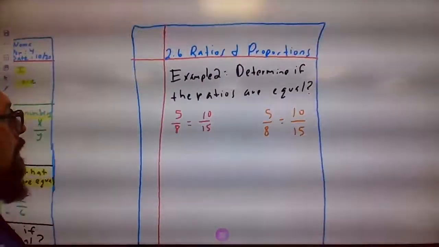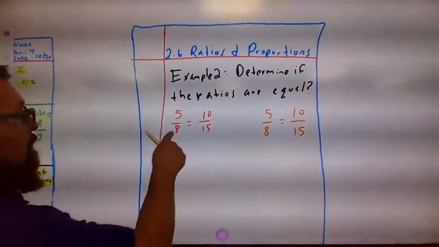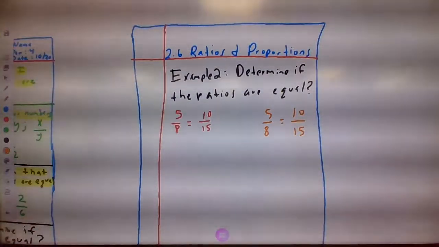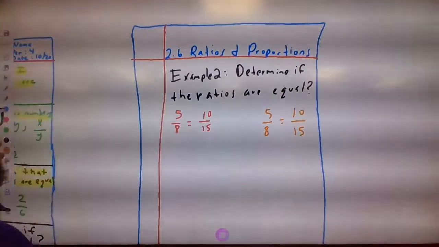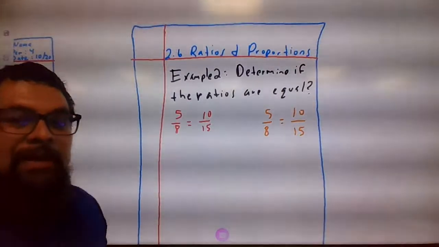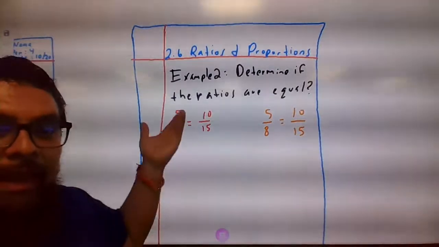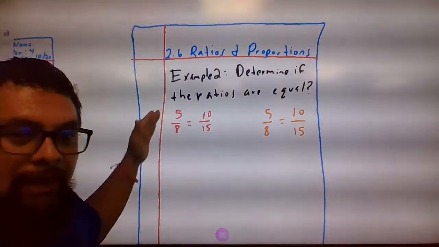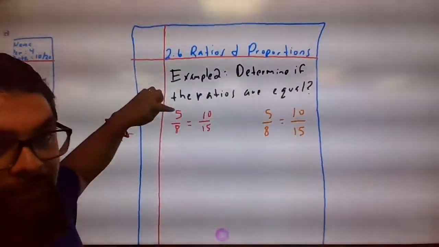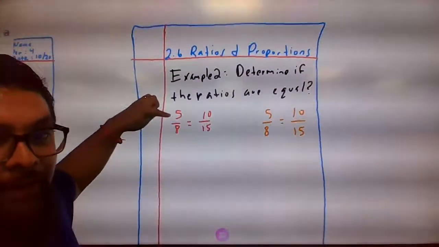All right, so 5 to 8 is equal to 10 to 15. Okay, let's see if they are equal. So let's simplify both. Let's simplify these first. So 5/8, does it look like it's simplified already? Yeah, it is. We can't divide any number into there that's going to be the same on top or the bottom. And then this is a prime number, so you can't do anything to it.